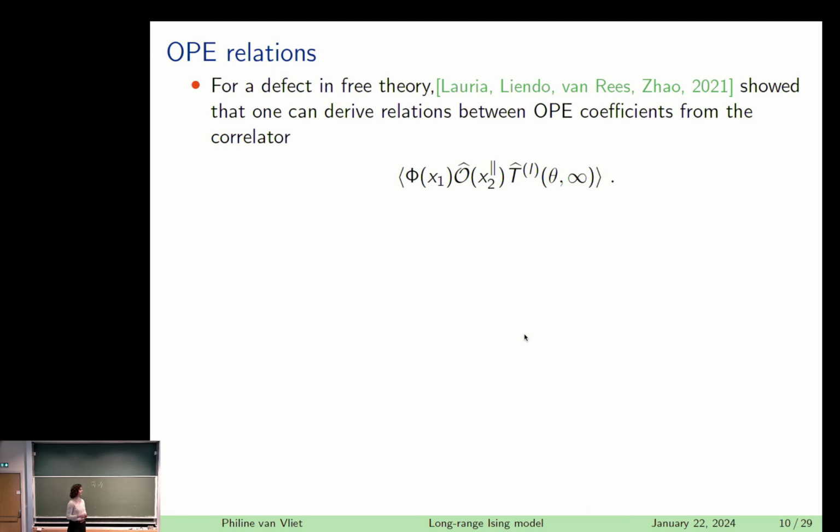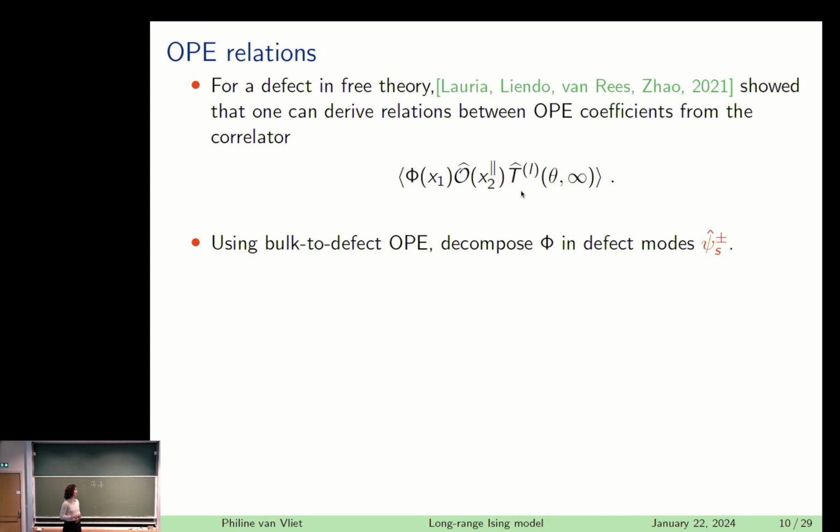There are different ways in the literature to derive them, but we'll follow the approach of this paper, where they started with a defect in free theory, and they looked at the 3-point function between the free bulk field and two defect modes or defect fields that are left unspecified. So we can call them O and T. And we can now use the bulk to defect OPE to decompose phi into the defect modes plus and minus.